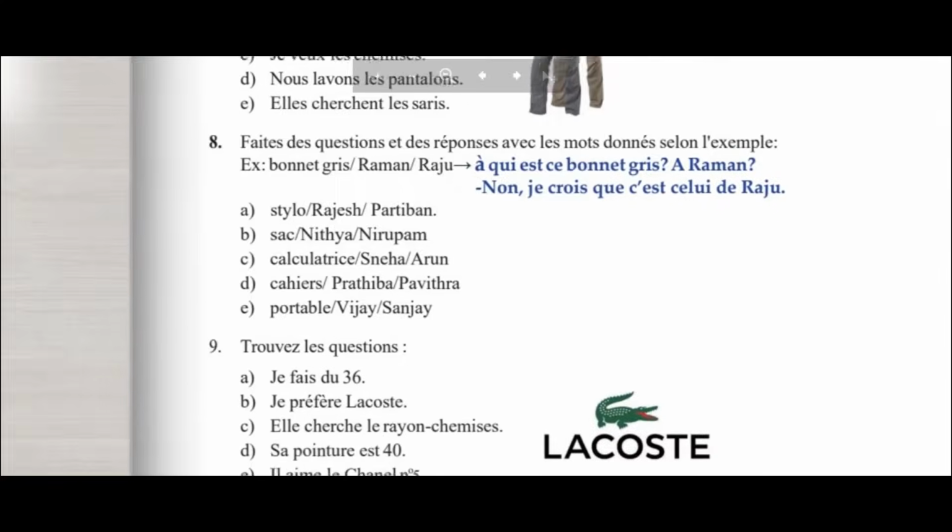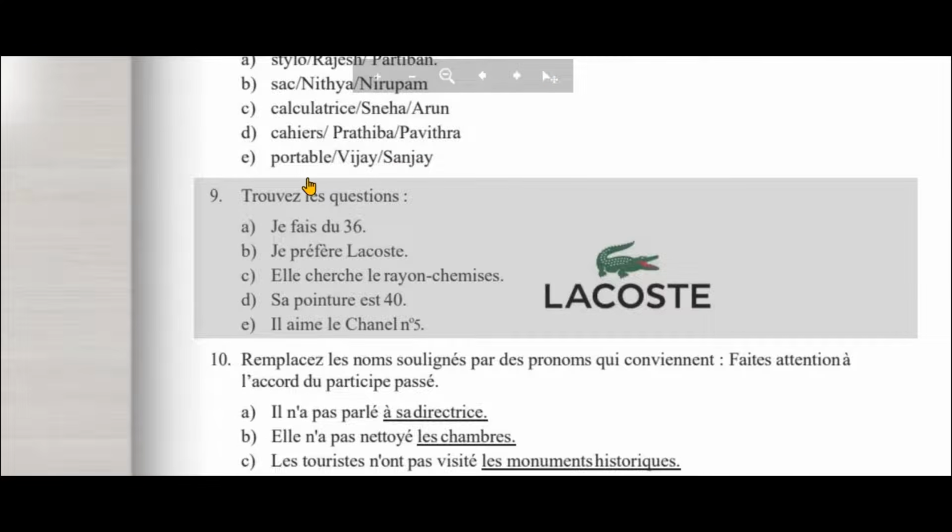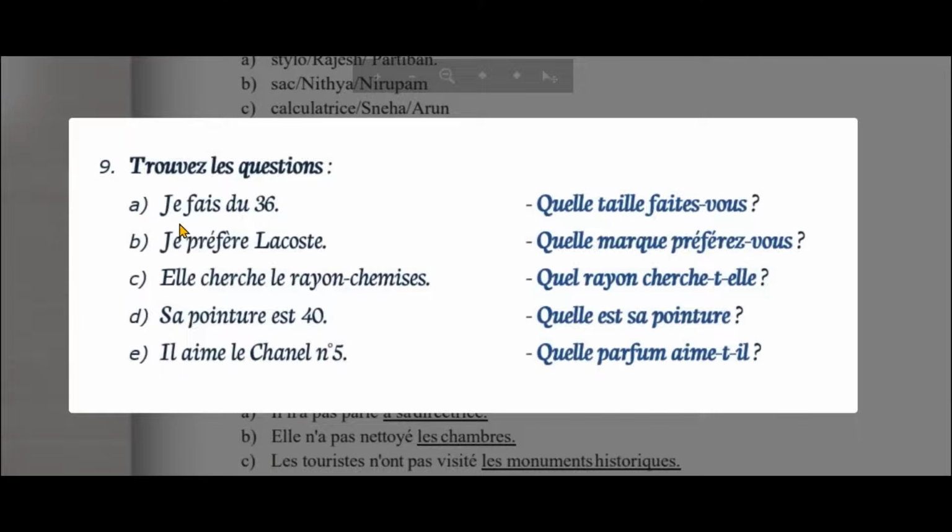Let's see what is the next one. The ninth one, they want you to frame questions. They're giving you the replies, and you have to frame the question. All right. So, j'ai fait du 36. It's talking about the size. I take or I wear size 36. So you're asking, quelle taille faites-vous? What size do you take? What size do you wear?